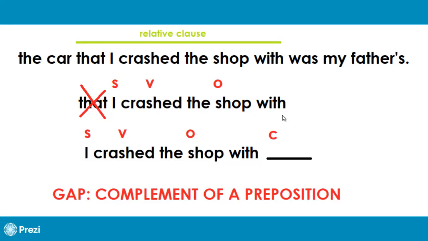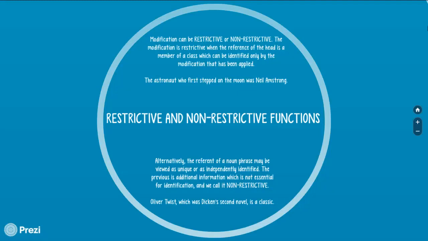As a result, we already have in this clause a subject, a verb, an object, and a preposition. And we need to complete the idea of this preposition. So in this case, we are going to introduce our head noun within the new clause to occupy the space of the missing constituent in the relative clause. I crashed the shop with the car. Please note how our head noun, the car, now is used as the complement of the preposition in the relative clause. Now let's talk about the restrictive and non-restrictive functions of relative clauses.